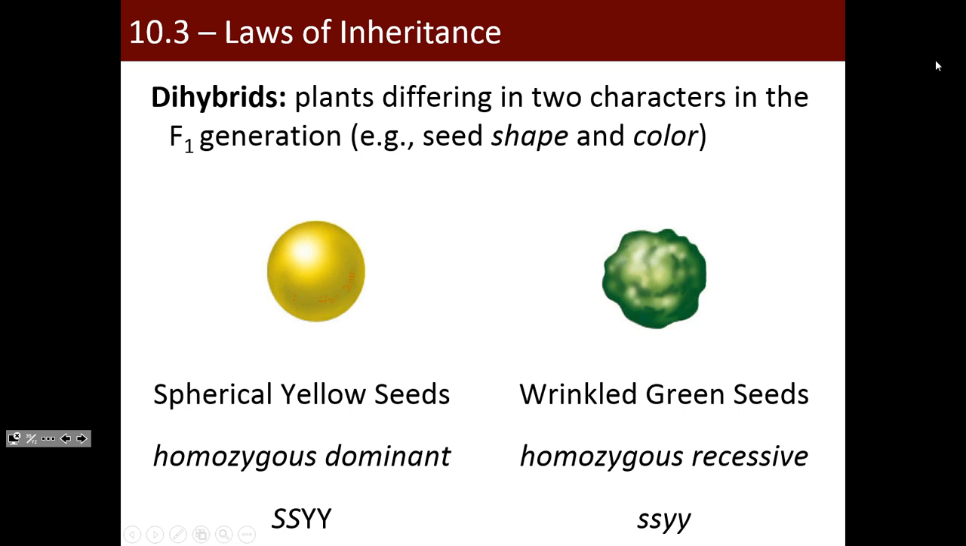If we have a true breeding parent plant that is homozygous dominant, it's going to have spherical yellow seeds, and it's going to be big S for seed shape and big Y for yellow color. If we breed that with a true breeding homozygous recessive individual, the recessive characteristics are wrinkled and green seeded. So the phenotype would be wrinkly green seeds. That means they're going to be little s for seed shape, wrinkly, and little y for seed color, green.